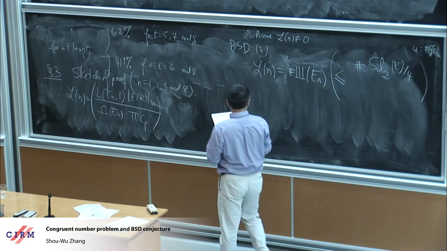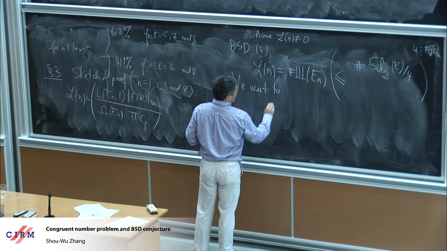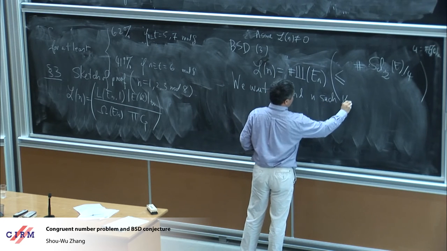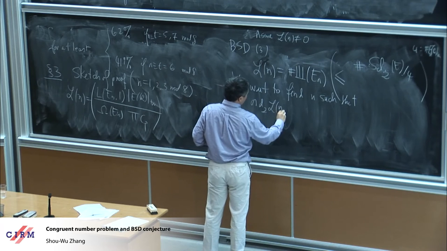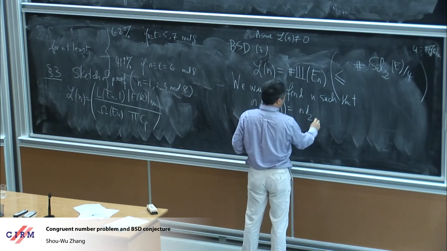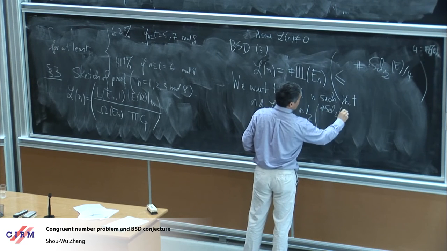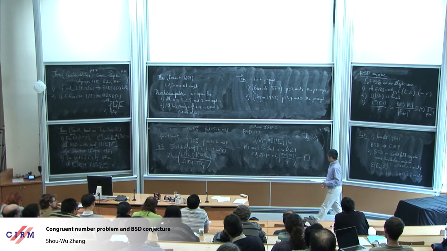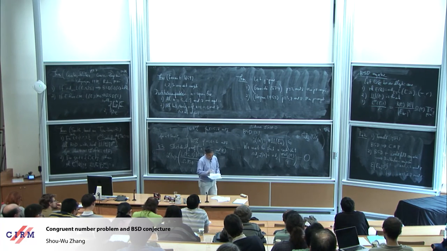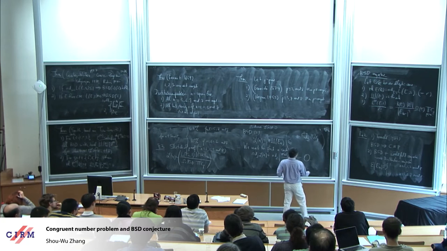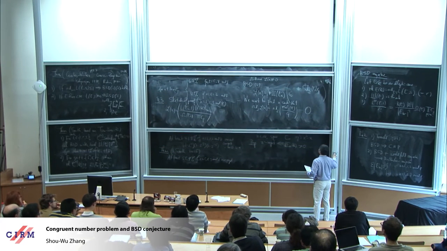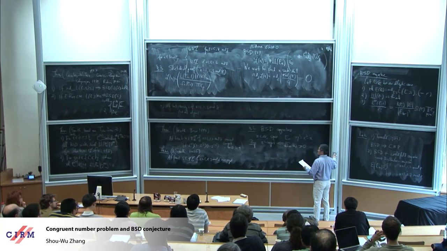So what do we want to do? We want to find n such that the other 2-part equals the other 2-part of the Selmer group divided by 4. So basically, we want this one to be 0. So that's basically what we want to prove. Okay, so this is the purpose. So now I have three steps. The first step is basically a Waldspurger formula to estimate the L-values.